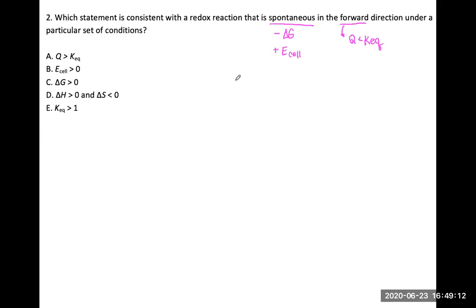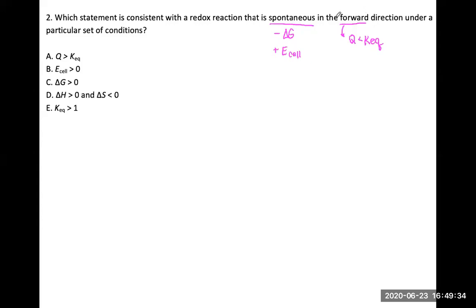Here in question number 2, we're looking for what's true about a redox reaction that is spontaneous in the forward direction for some given conditions. And so when I see the word spontaneous, I know that that's going to correspond to a negative delta G or to a positive cell potential.